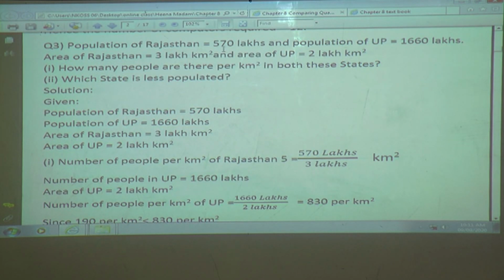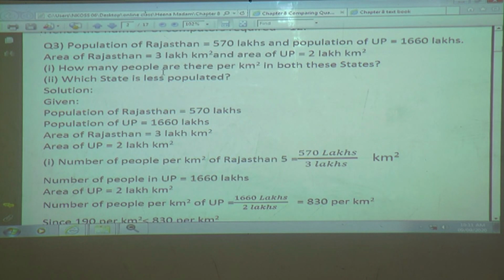is equal to 570 lakhs and the population of UP, that is Uttar Pradesh, is given as 1660 lakhs. Here we have the population, and the area of Rajasthan is equal to 3 lakhs kilometers square and the area of UP is equal to 2 lakhs kilometers square. So the populations of Rajasthan as well as UP are given, and the areas of Rajasthan and UP are both given.